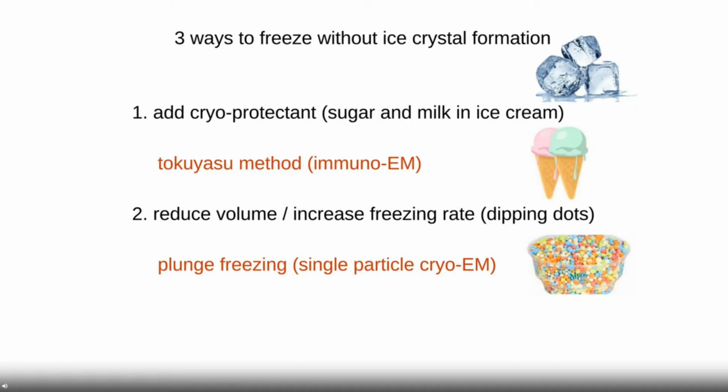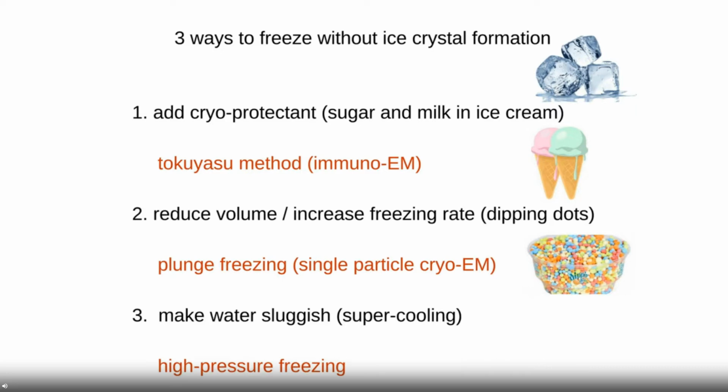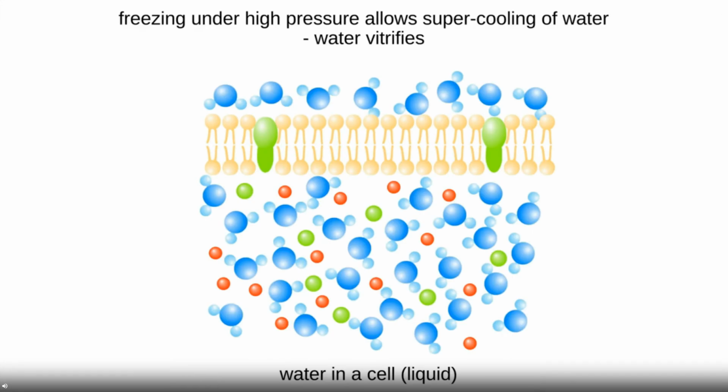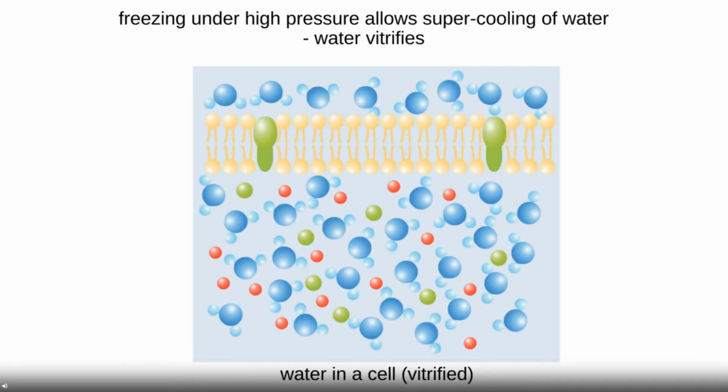The third way to get around this ice crystal issue is to make the water sluggish. This is the supercooling effect that we are talking about, and this is what high pressure freezing actually does. The way that high pressure freezing works is by making the water sluggish so that it doesn't have time to rearrange into hexagonal ice as you freeze the tissue, so that the water molecules basically stay where they are as you freeze them using liquid nitrogen.